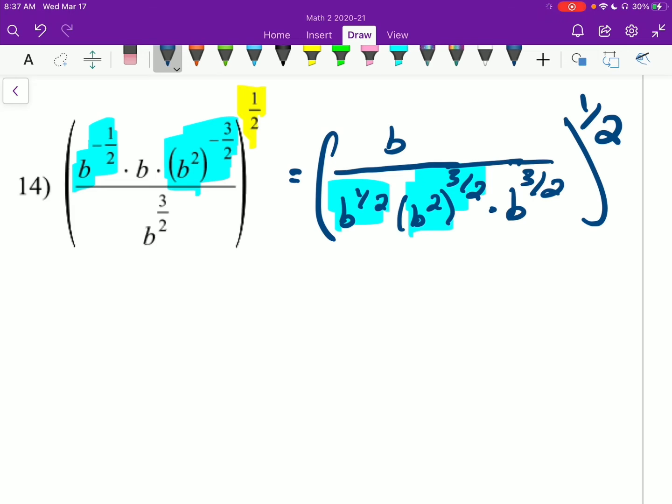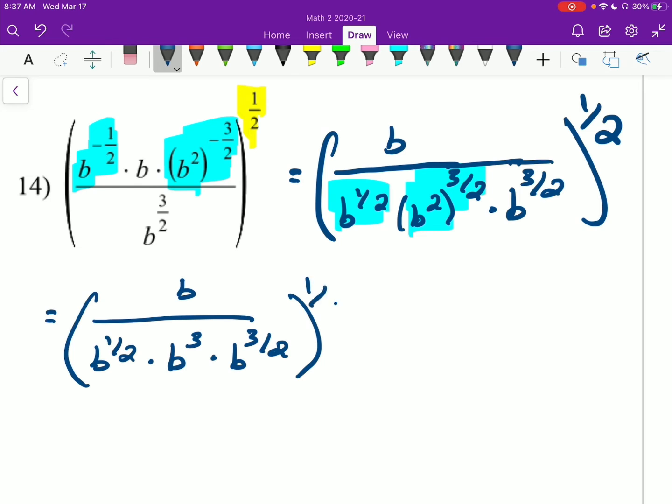Now I'm going to deal with my inner parentheses, the one with the b squared to the 3 halves. So this will turn into, I have b on top, b to the 1/2 times b to the, well, 2 times 3 halves is just a plain old 3. And then times b to the 3 halves. And of course, it's all to the 1/2 still. Now, I have a bunch of b's that are multiplied together. That means I'm going to add their exponents. So I have 3, 4, 5. I think it's going to be a b to the 5th on bottom.